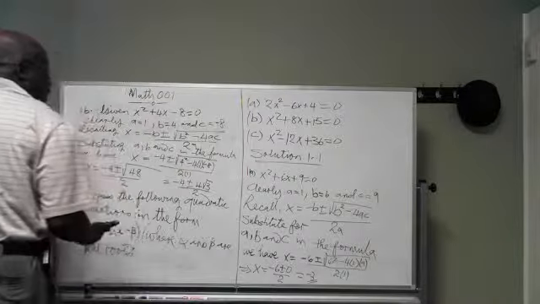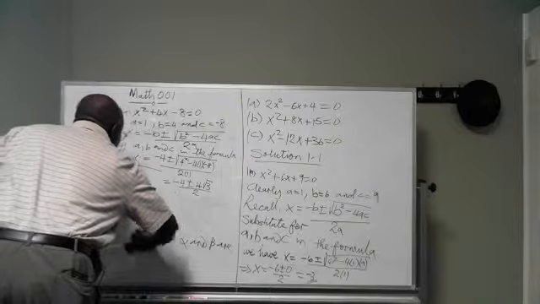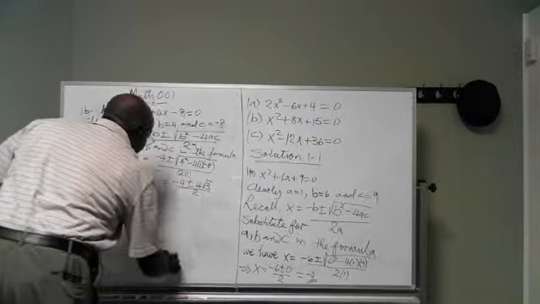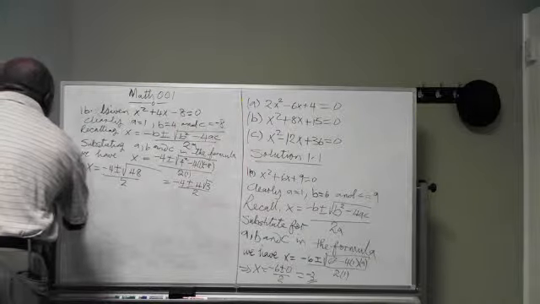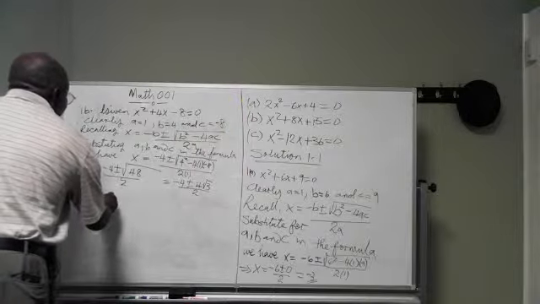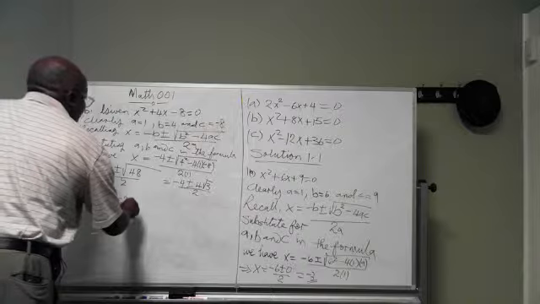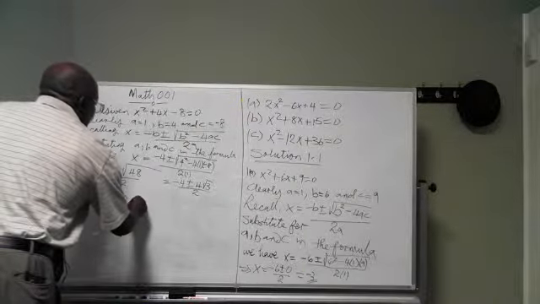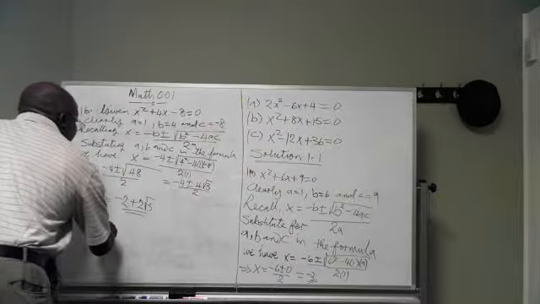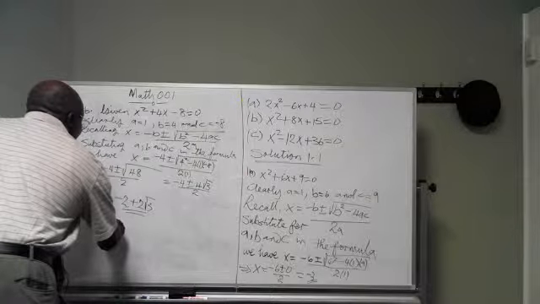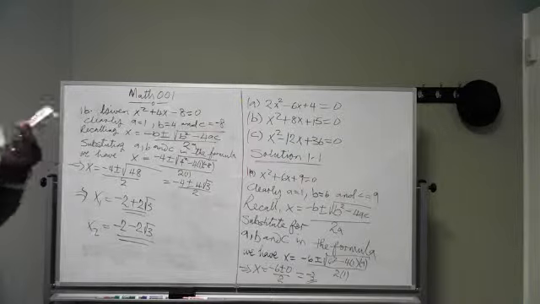We'll rub off question 2 since you guys have already seen that. So this implies x1 is equal to minus 2 plus 2 root 3 and x2 is equal to minus 2 minus 2 root 3. You can leave your answers in that form.